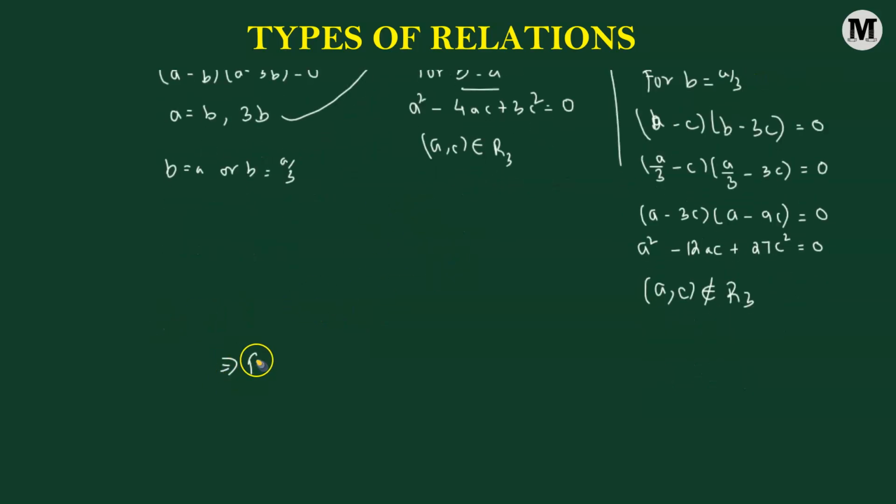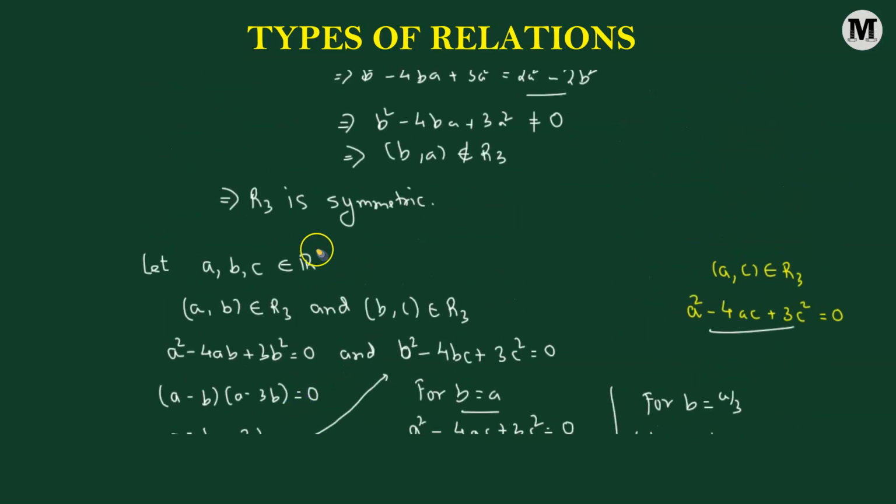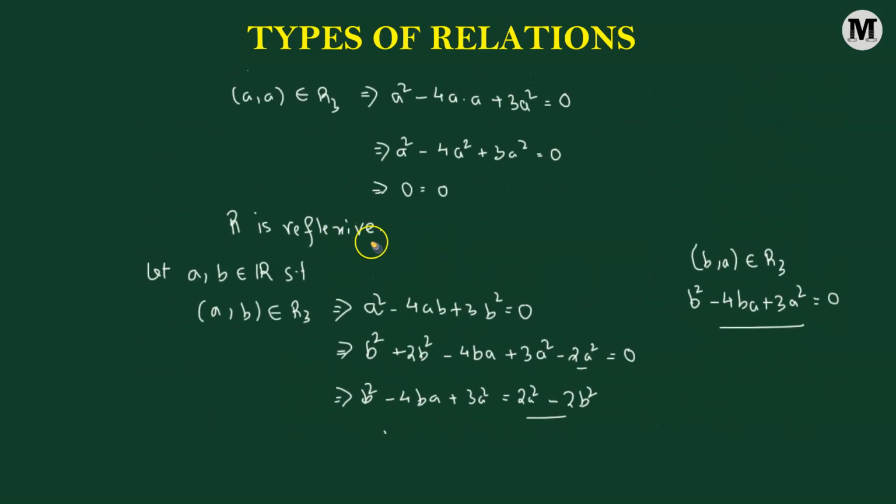So here the relation R3 is not transitive, because we need a general case where the relation R3 is going to be true for any values of a, b and c that we choose. So R3 is not transitive. For this third problem, R3 is not transitive. It is symmetric and it is reflexive.